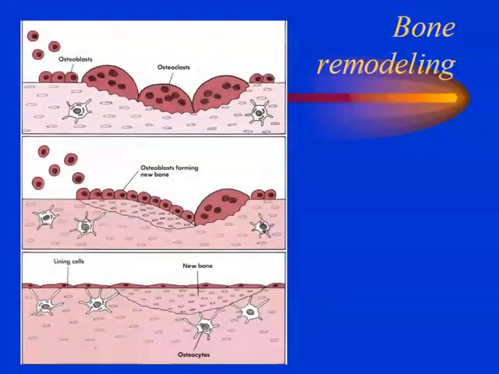This is showing bone remodeling. In the remodeling process, bone sections are removed by bone-absorbing cells, or osteoclasts, and replaced with new ones laid down by osteoblasts. This will take about 4 to 5 months to be complete.